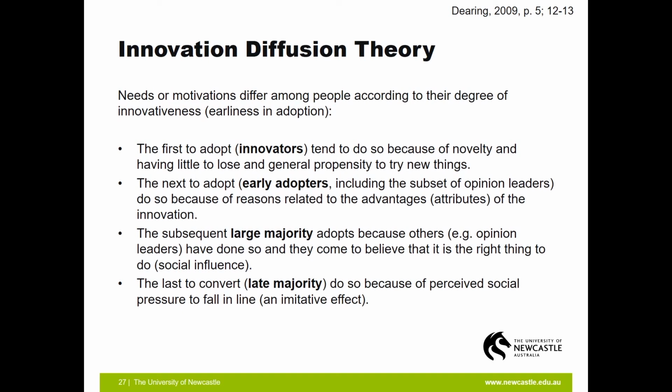So generally for those later adopters, it's about activating your opinion leaders and your change agents, which ultimately provides some impetus, or what we might call normative pressure, to fall into line. You can see in the last dot point there, fall into line or start to imitate what others are doing. So there's a social pressure effect there.